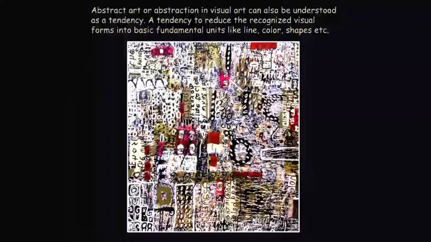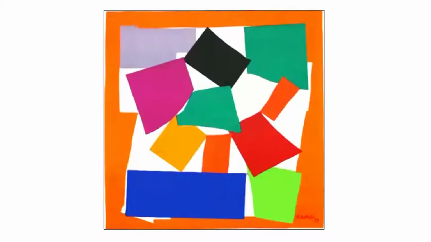So, a tendency to reduce the recognized visual forms into basic fundamental units like line, color, shapes, etc. can be seen in the works of many artists. For example, this one. When you look at this painting, you can clearly see that it has foregone and discarded right at the beginning any probability of any recognition. Straight away, it moves into the realm of abstraction.